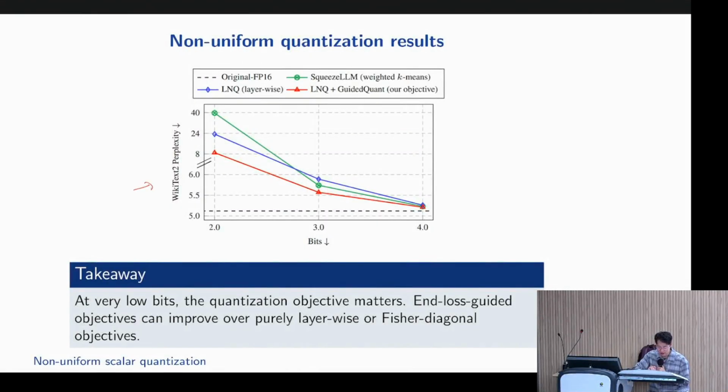So the y-axis is the perplexity, which is lower the better. The x-axis is the number of bits, and this dotted black line is the original network's perplexity, about 5.2 or something like that. And if you jointly optimize this Fisher block diagonal matrix, weighted k-means, then it performs much better than SqueezeLLM or other variants.